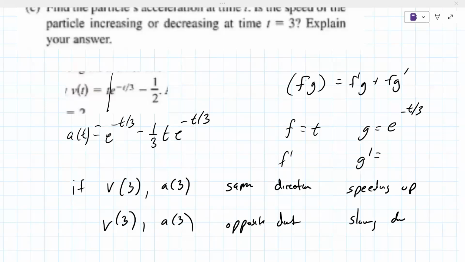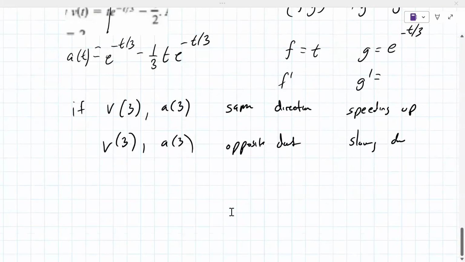Okay, so v of 3 is 0.603, so it's greater than 0. We actually don't care what the numbers are, we just care whether it's positive or negative.